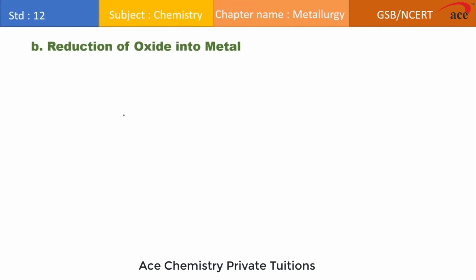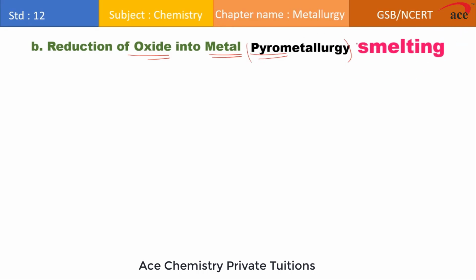So next step is what? Reduction of oxide into what? Metal, and this is done by heating. That's why this process is referred to as pyrometallurgy. But this reduction of oxide to metal is obtained by heating. It also involves introduction of some reducing agent, and that is the reason it is also referred to as what?